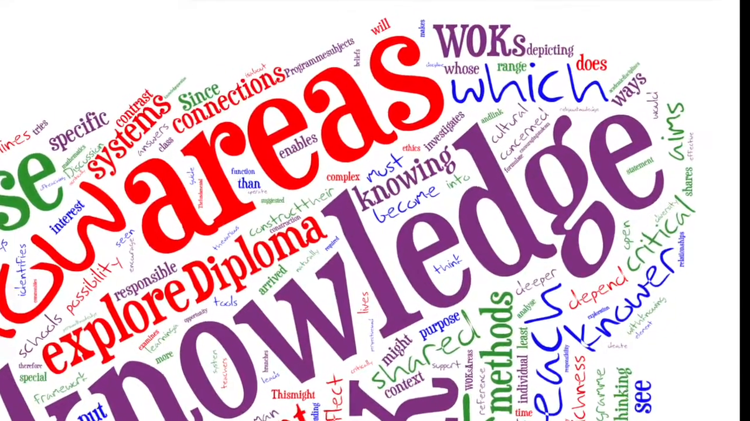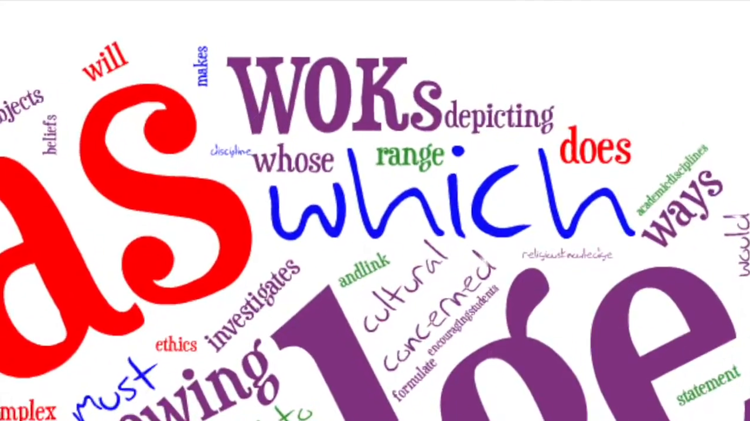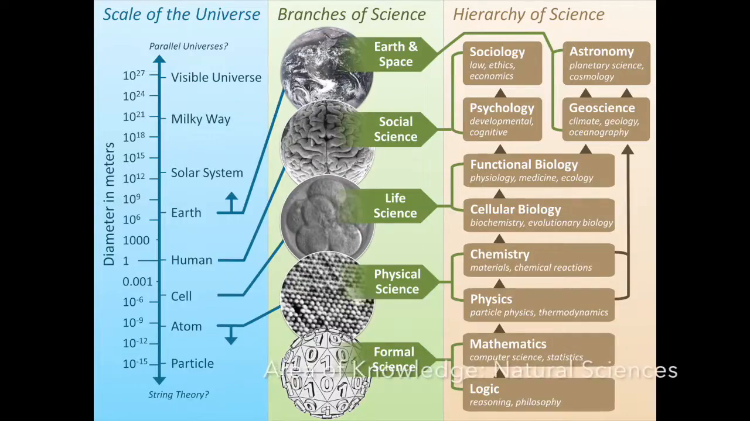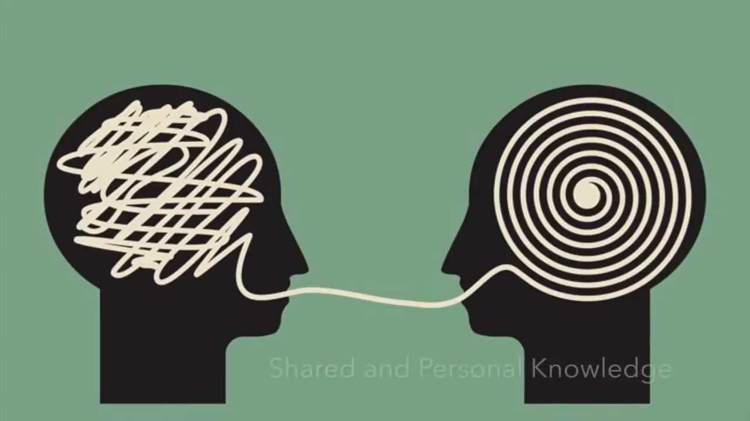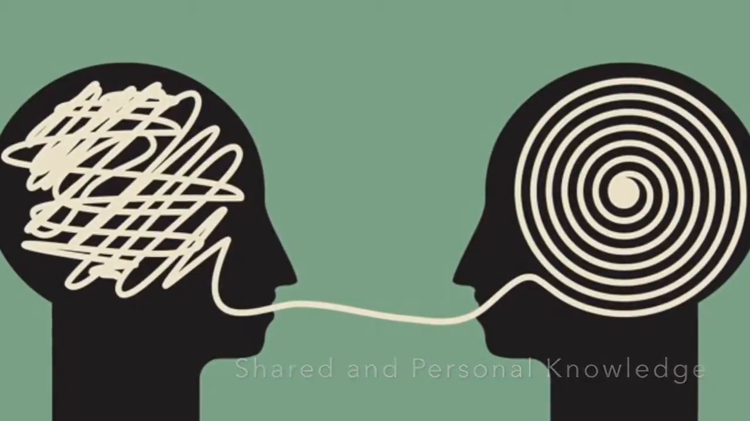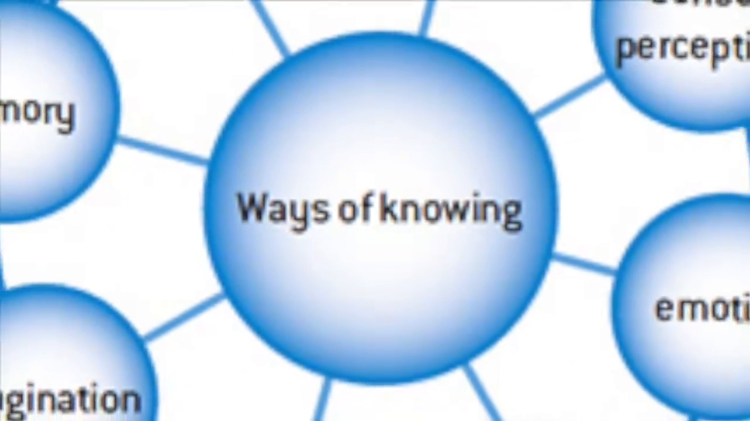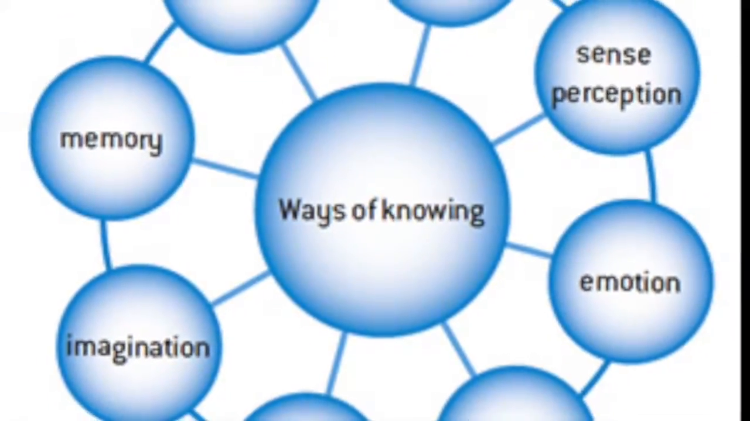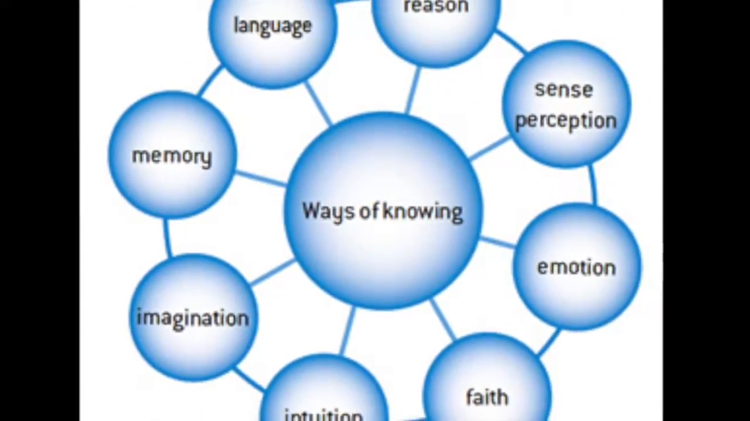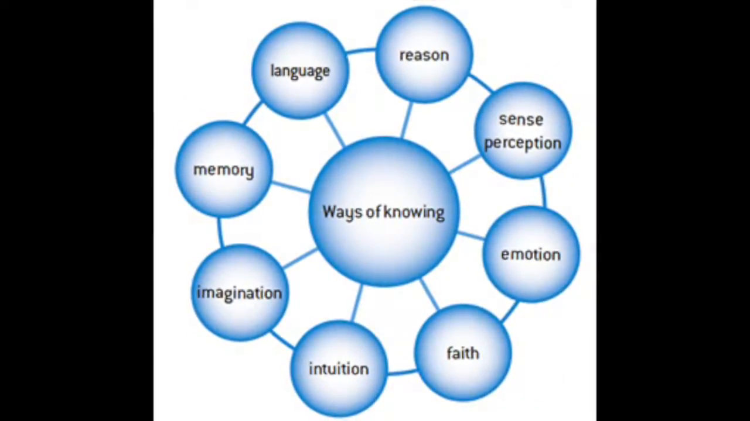TOK allows us to understand how we know what we know and how knowledge is created in the different areas of knowledge. As you should know, biology is part of an area of knowledge, the natural sciences. We can then use our ways of knowing to ask how do we know and how do I know? The ways of knowing include language, sense perception, emotion, reason, imagination, faith, intuition, and memory. Through TOK, we can begin to investigate the dilemma around the origin of life.